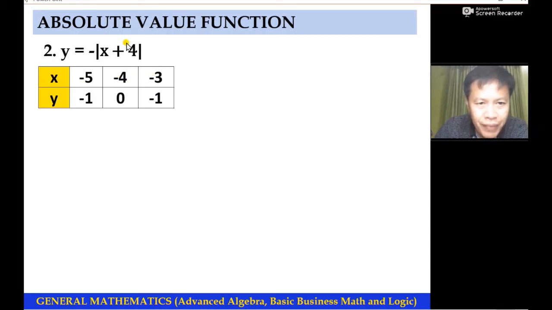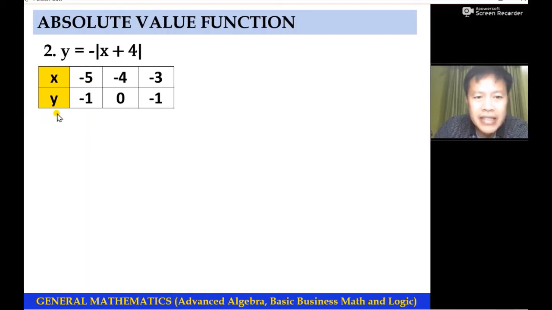How did you get negative 4? Because the abscissa of the vertex is here. X plus 4 is equal to 0. Solve for the value of x. X is equal to negative 4. And where did you get 0? Because your k here is 0. Or you can substitute: negative 4 plus 4 is 0. Absolute value of 0 is 0. Now how about if x is equal to negative 5? Negative 5 plus 4 is negative 1. Absolute value of negative 1 is positive 1. Positive 1 times negative 1 is negative 1.